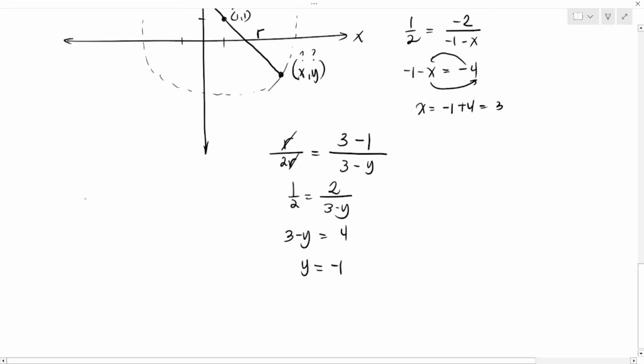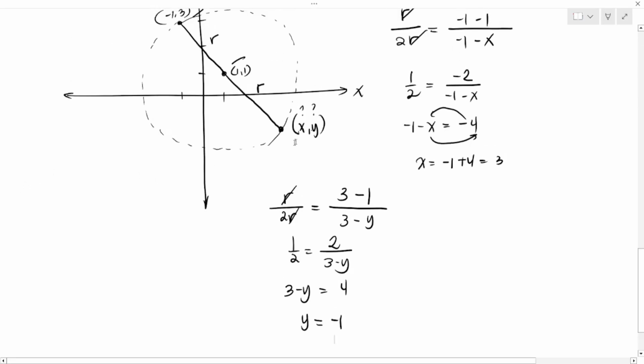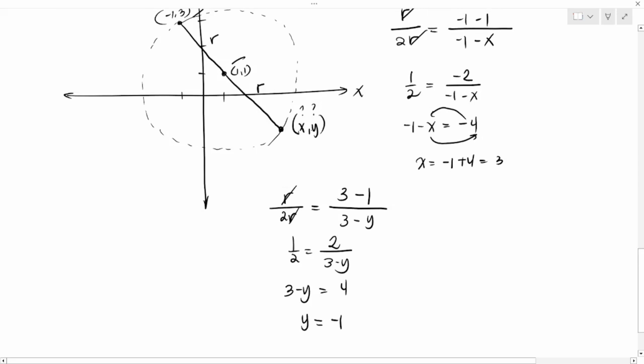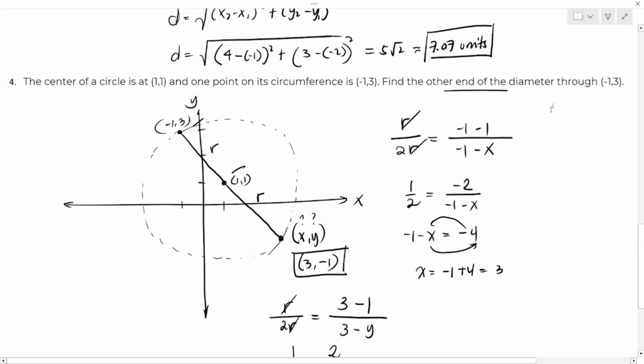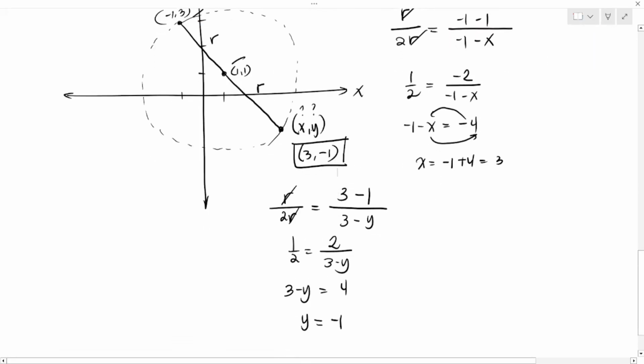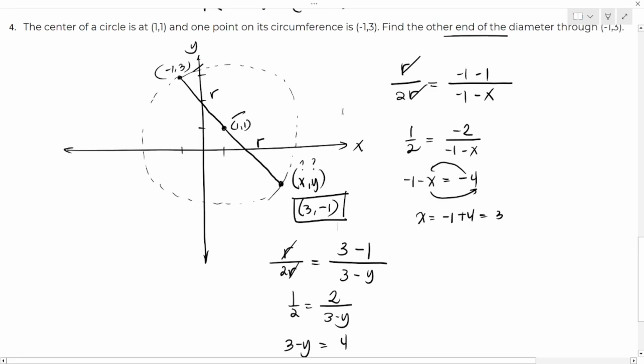So, therefore, yung opposite pala ng coordinate for the diameter would be equal to what? This is 3, negative 1. So, basically, this is your answer for this problem. Find the other end of the diameter through negative 1, 3. So, this is your answer, 3, negative 1. Okay. 3, negative 1. Okay? So basically, we are just applying nung division of line or extension of line.